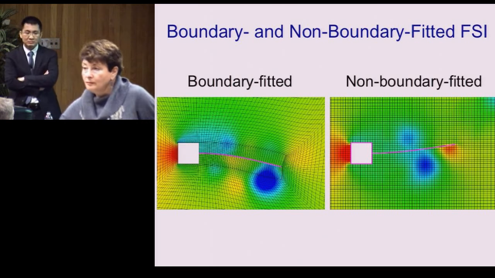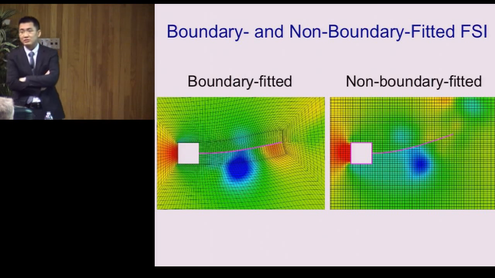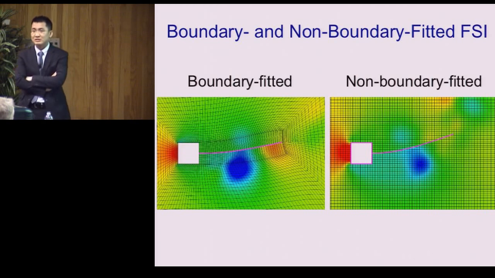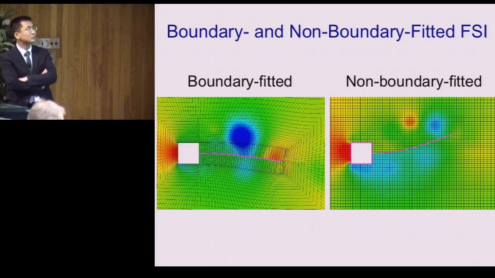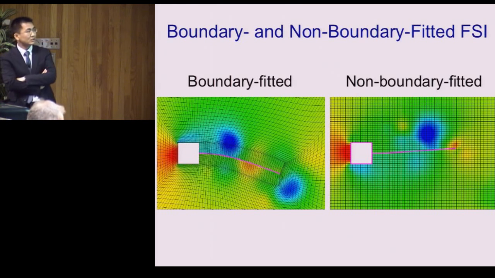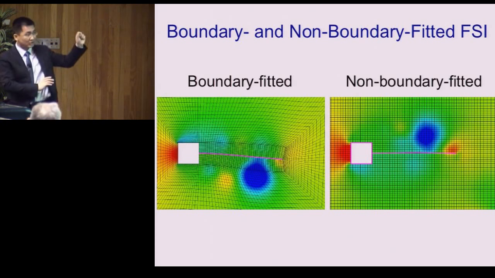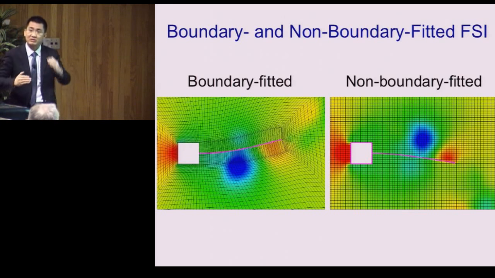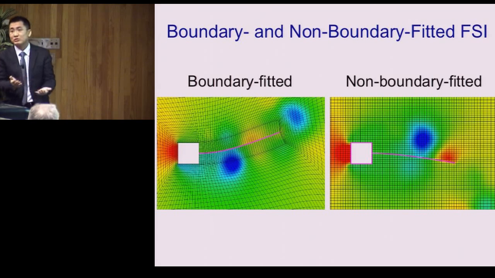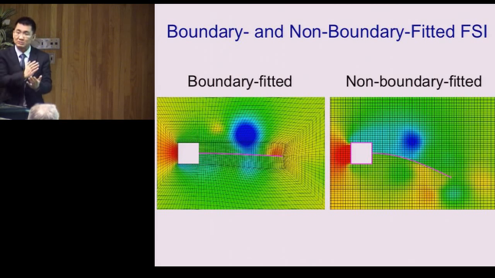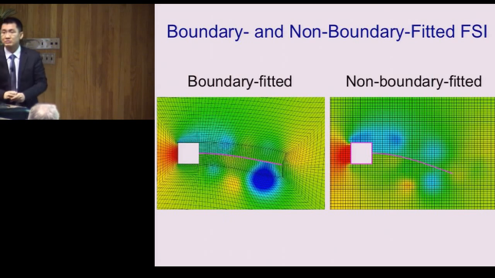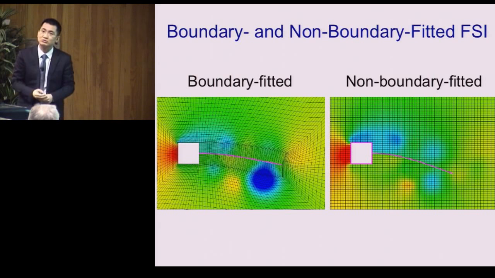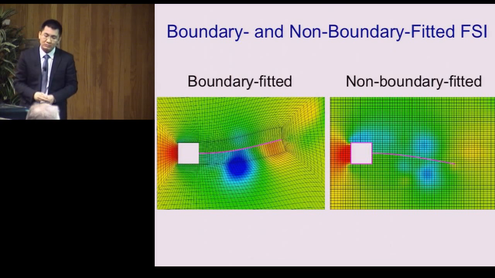But that's a very good question. The penalty value is going to be the key. How to better determine the penalty value could also be part of the reason we are not getting accurate results in some locations yet. It's going to depend on how the background element is cut by your non-matching interface, your immersed boundary. Different cuts should have different penalty values, and that's something we want to do in the future.